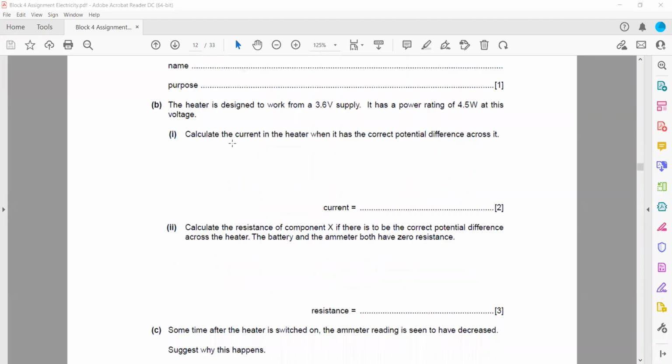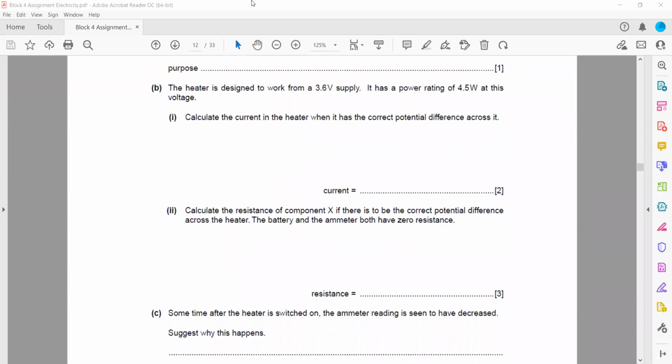because the next part they asked is to calculate the resistance. So how do we get the resistance? As we use the circuit, resistance is voltage divided by current. The voltage is 2.4, which is the remaining voltage, and the current is 1.25. So 2.4 divided by 1.25 will give us 1.92 ohms. So 1.92 ohms is the resistance of this component X.